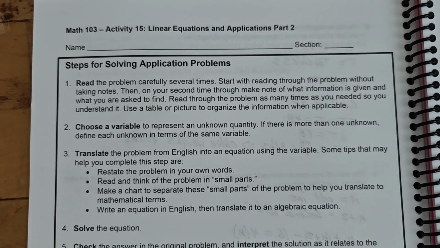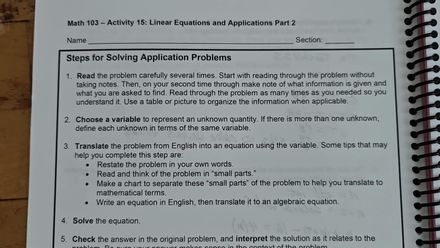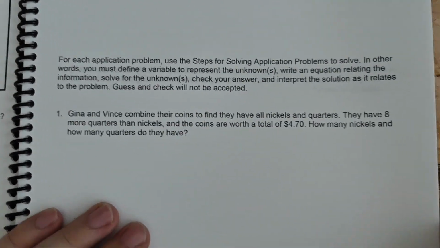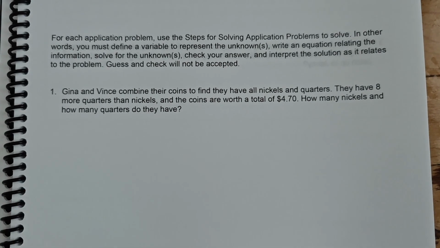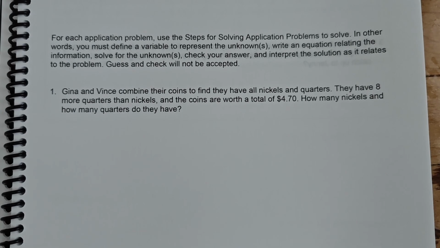Activity 15 is more linear equations and applications. So here we're getting a lot more complex on these problems. This first one, a couple people combine their coins and find they all have nickels and quarters. They have 8 more quarters than nickels. Coins are worth a total of $4.70.